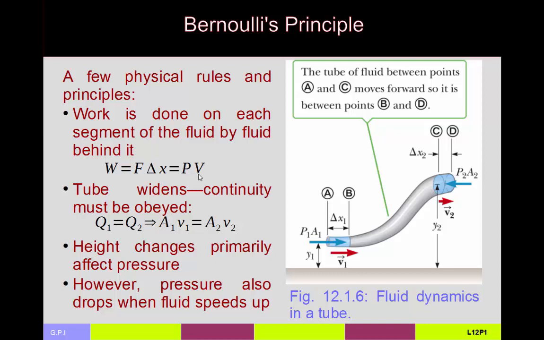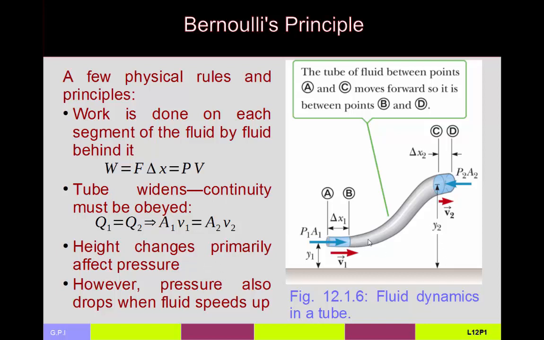This becomes pressure times volume. So the pressure times the volume gives you the work done by the fluid on fluid that's after it. So this fluid is working on the section of fluid after it, this fluid works on the section after it, etc. The second principle, of course, is one we've already seen in this lecture, that is the continuity equation. So if the tube widens or narrows, then this equation is obeyed.